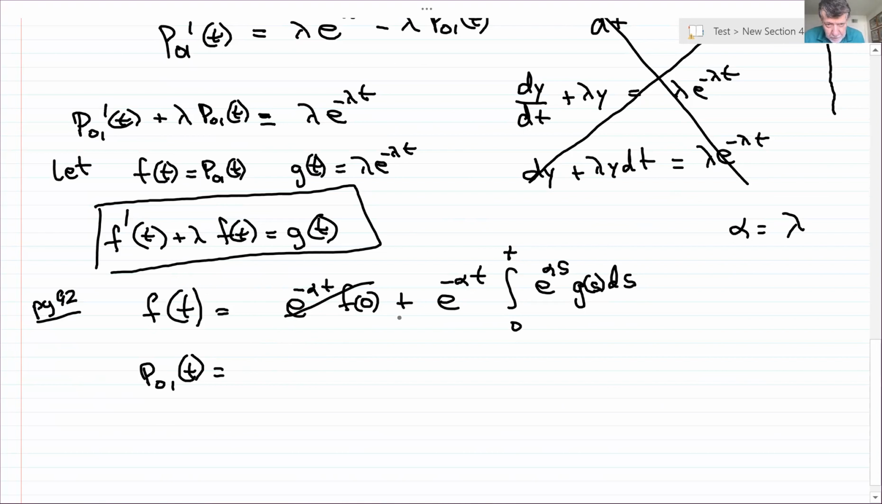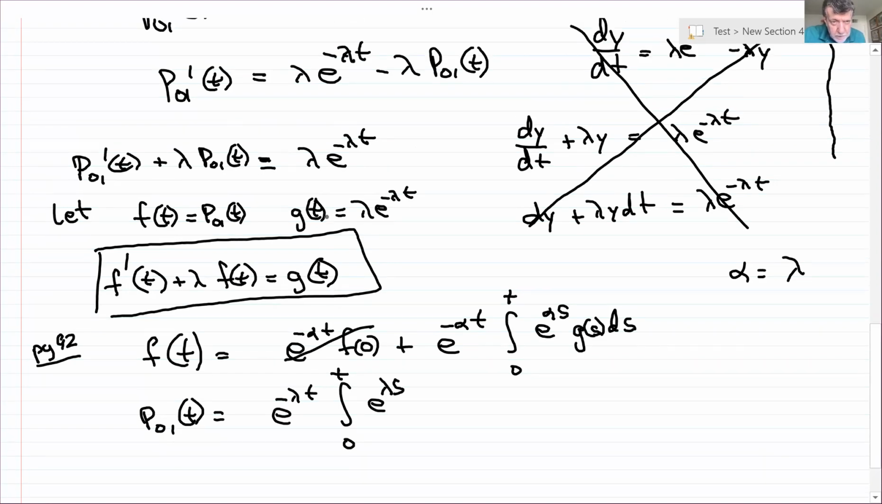And so our whole answer is here. And alpha is lambda, so it's e to the minus lambda t out front, integral from 0 to t. And then what are we putting in here? Well, again, alpha is lambda, so that's e to the lambda s. And g of s, what was g of s? g of s in this case was what's on the right side.